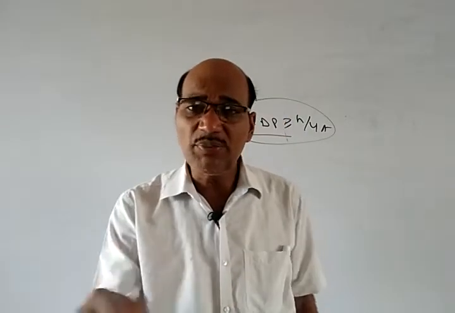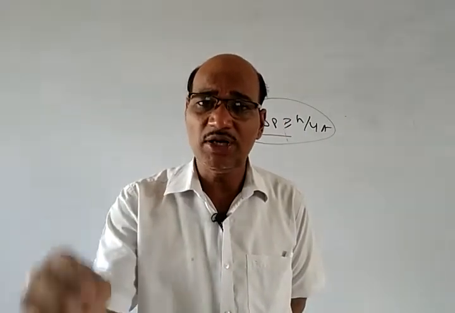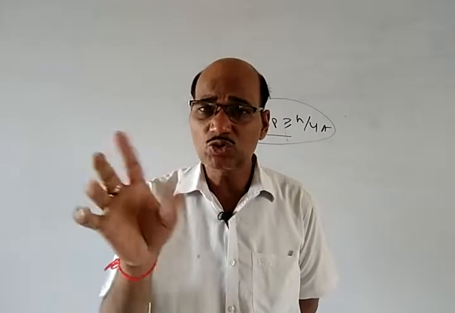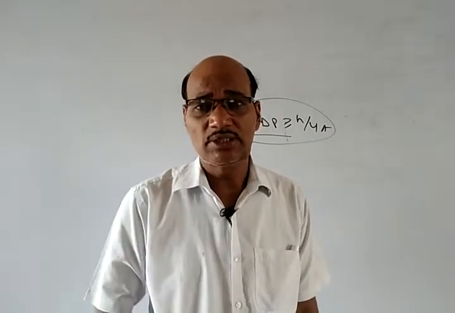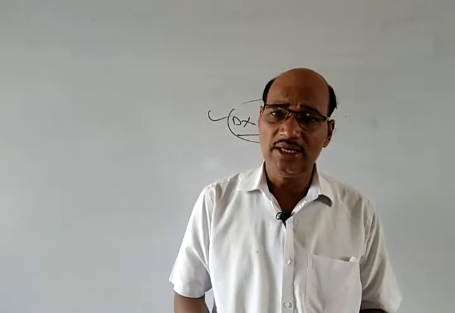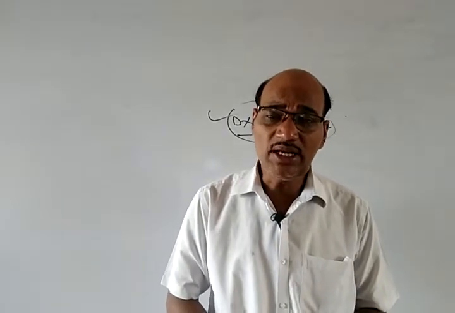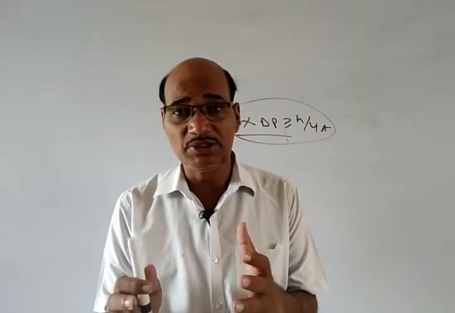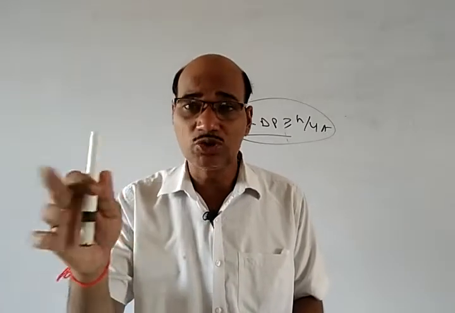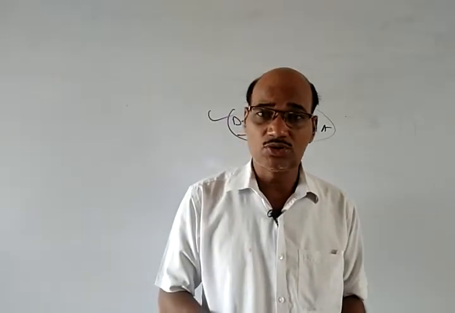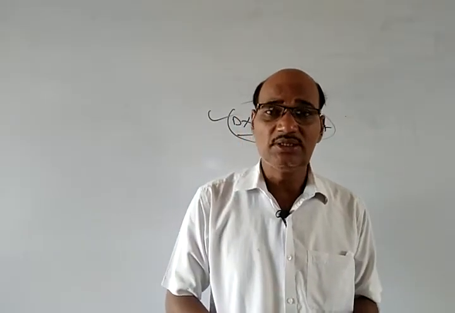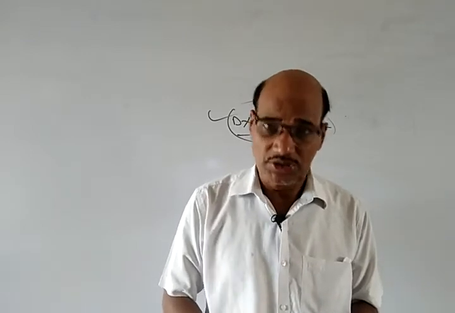Similarly, the number of electrons that can be present in an orbit or cell is 2n square. So K cell 2, then L cell 8, then 18, then 32, and so on. Similarly, the number of electrons that can be present in a subcell is 4l plus 2. So s subcell 2 electrons, p 6, d 10, f 14, and so on.